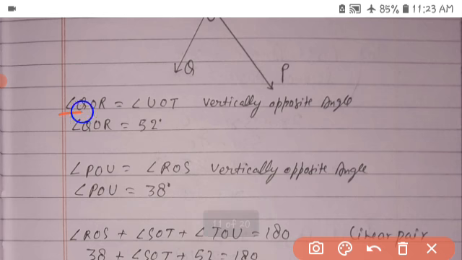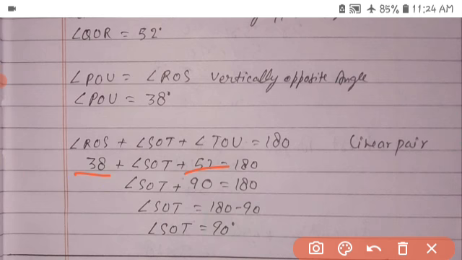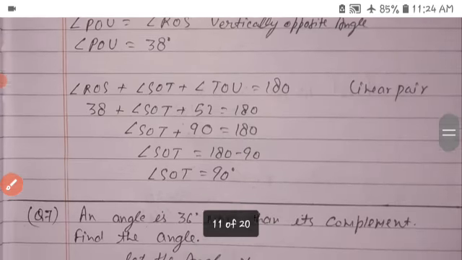Angle QOR is equal to UOT, vertically opposite angles. So QOR is equal to 52 degrees. Angle POU is equal to ROS, vertically opposite. POU is equal to 38 degrees. The sum of three angles in a straight line is 180 degrees. 38 degrees plus 52 degrees is 90 degrees. Angle SOT is equal to 180 minus 90. So angle SOT is equal to 90 degrees, which is the answer.